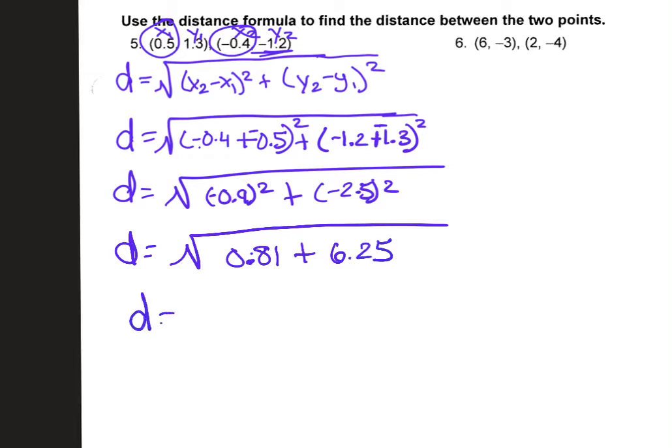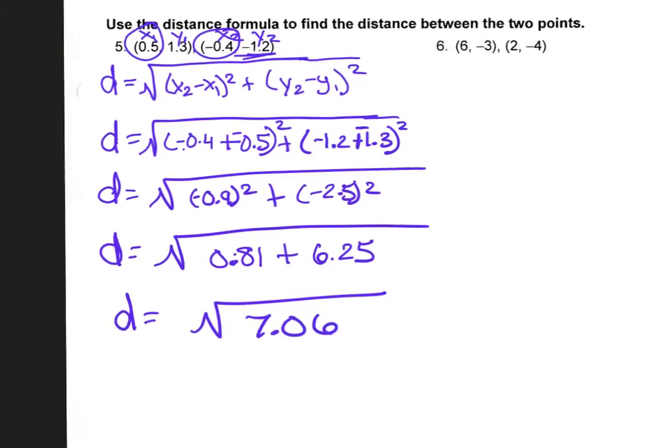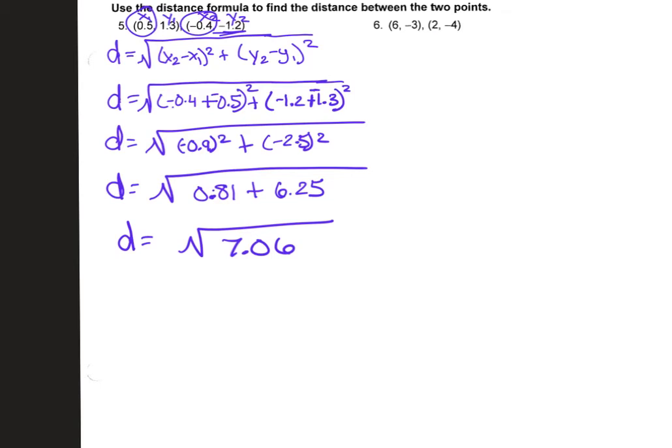The next step would be to add those two values together. 0.81 plus 6.25, and you get 7.06. Now next year when you take math with Mr. Durfee, he might just have you leave it as a square root, okay? But we're going to round these to the nearest hundredth. So in our calculator, we're going to put second square root 7.06 equals, and we're going to round to the nearest tenth. So our distance is approximately 2.7 units.